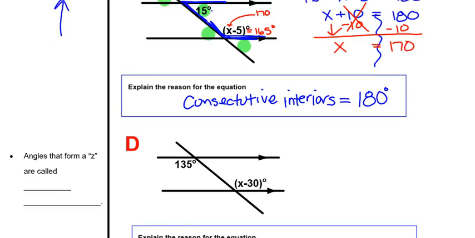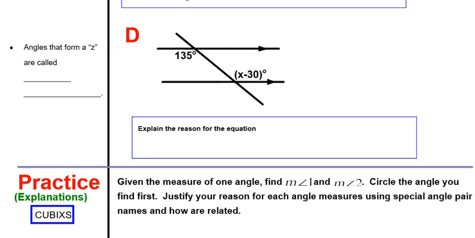Now let's move on to D. When I look at these guys right here, I notice that I have, again, those interior angles. But when I look more closely and I fill in all of my shadings to find out which angles are equal, it turns out that all of those are underneath the pink dot. That means they must be equal. And the question is, why are they equal? Over here on the side, angles that form a Z are called what kind of angles?